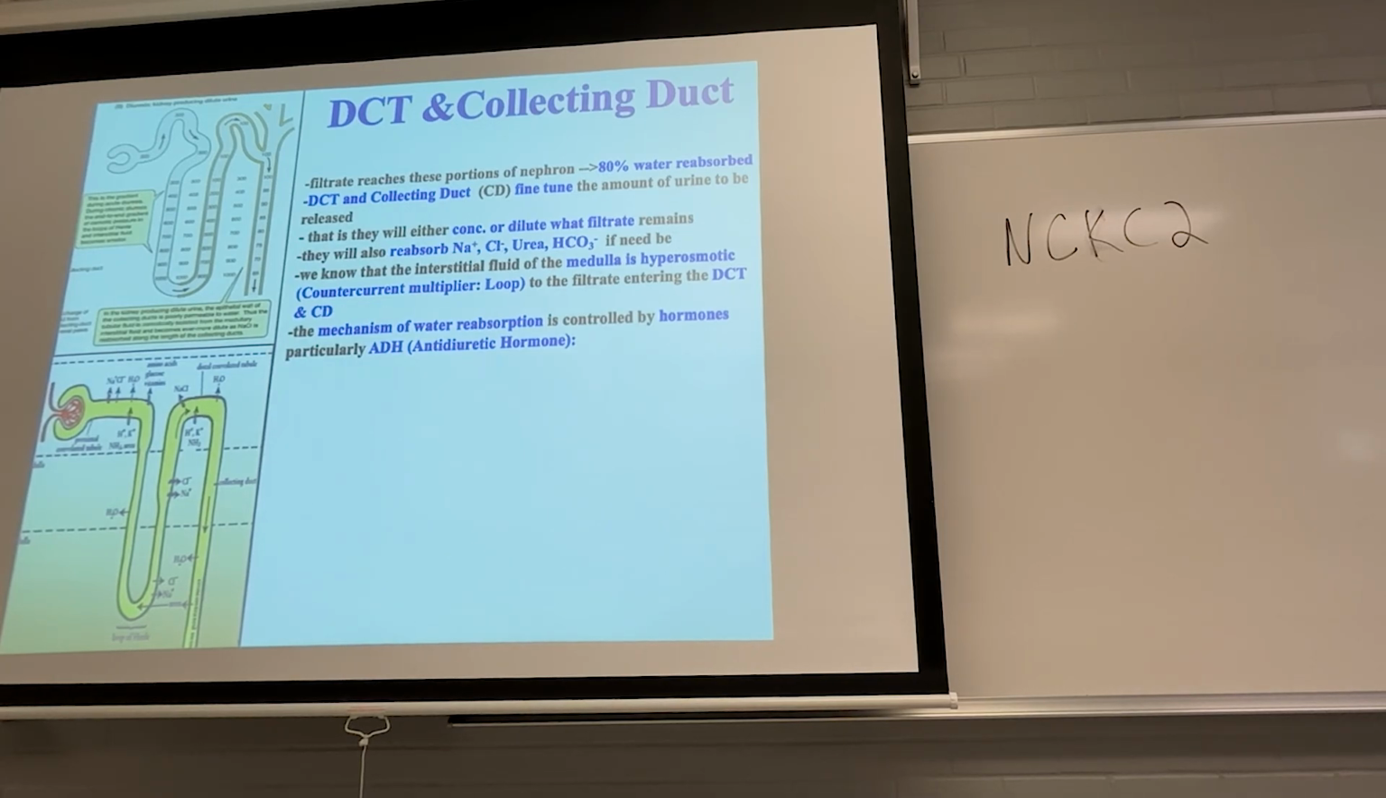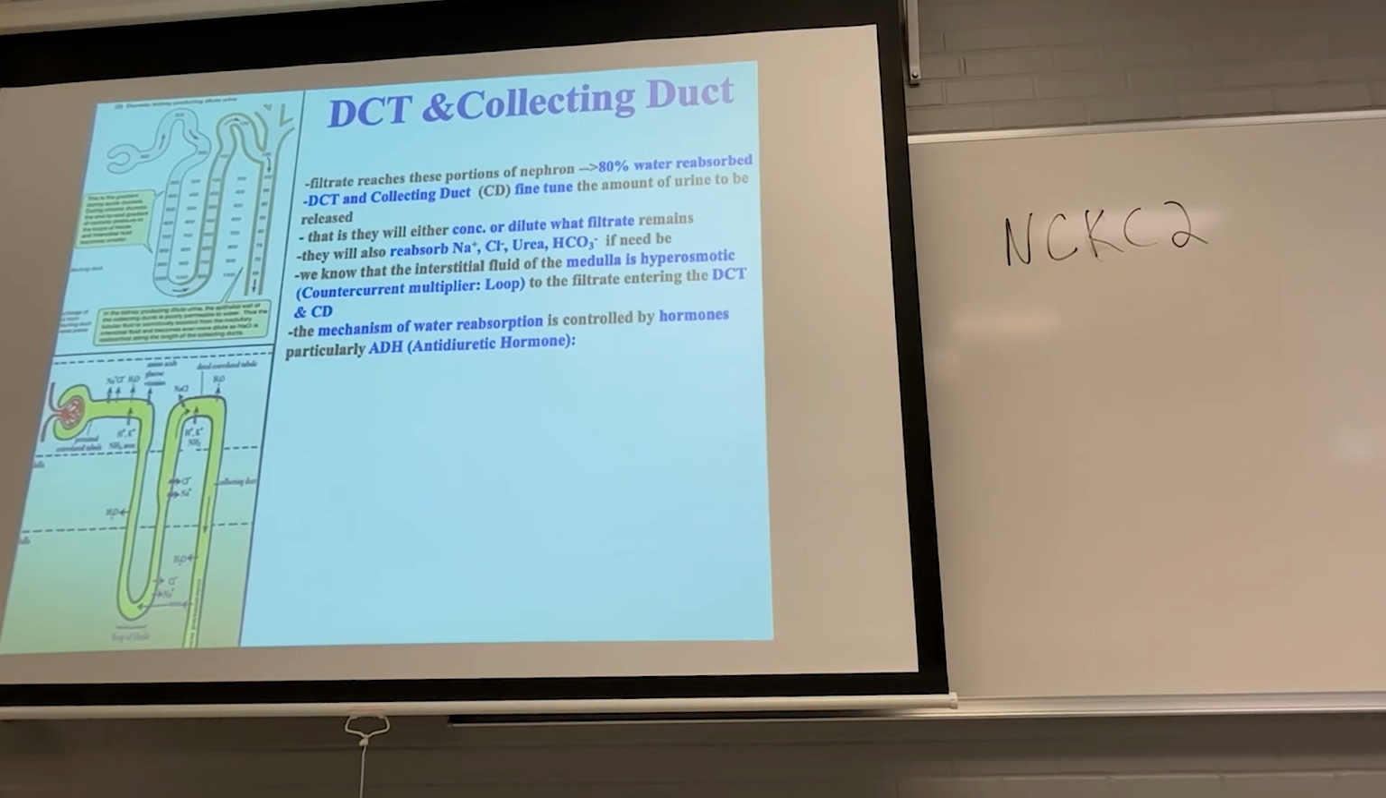So once the filtrate reaches the collecting duct from the DCT, about 80 to 85% of the water has been reabsorbed, along with many of the solutes, right? So what you're left over with are waste products and some water. Now, the DCT and the collecting duct continue to reabsorb sodium chloride, urea, and bicarbonate. So if you haven't noticed, these are really important molecules, right? Or ions. Two are molecules and two are ions.